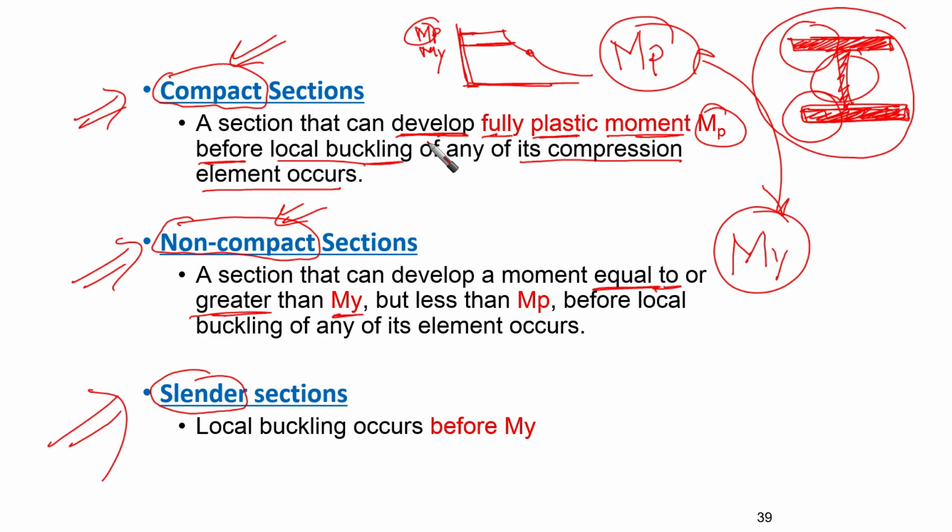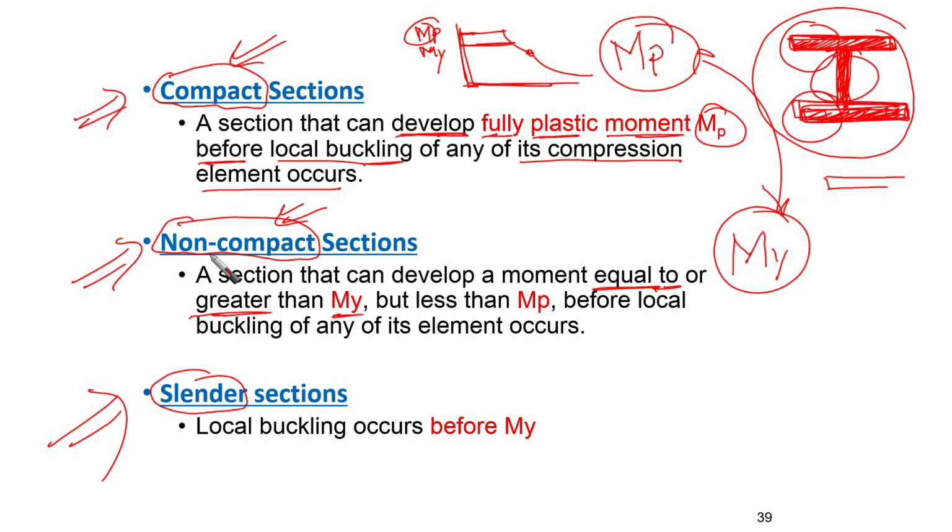Do you remember the previous video? I was talking about the Z, the plastic section modulus, and we said that all the material, or all the cross-section parts, is going to yield, right? Then we are going to fully utilize the cross-section itself.